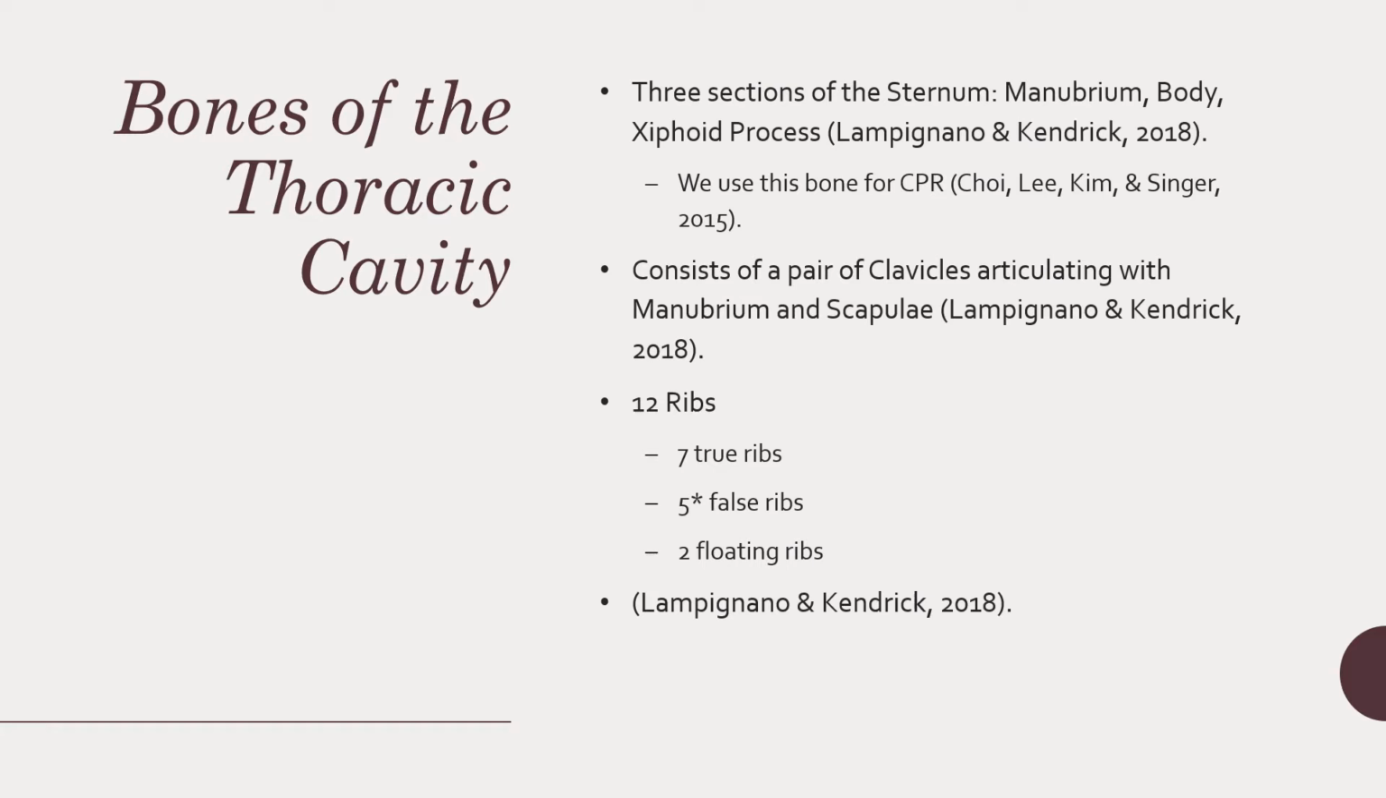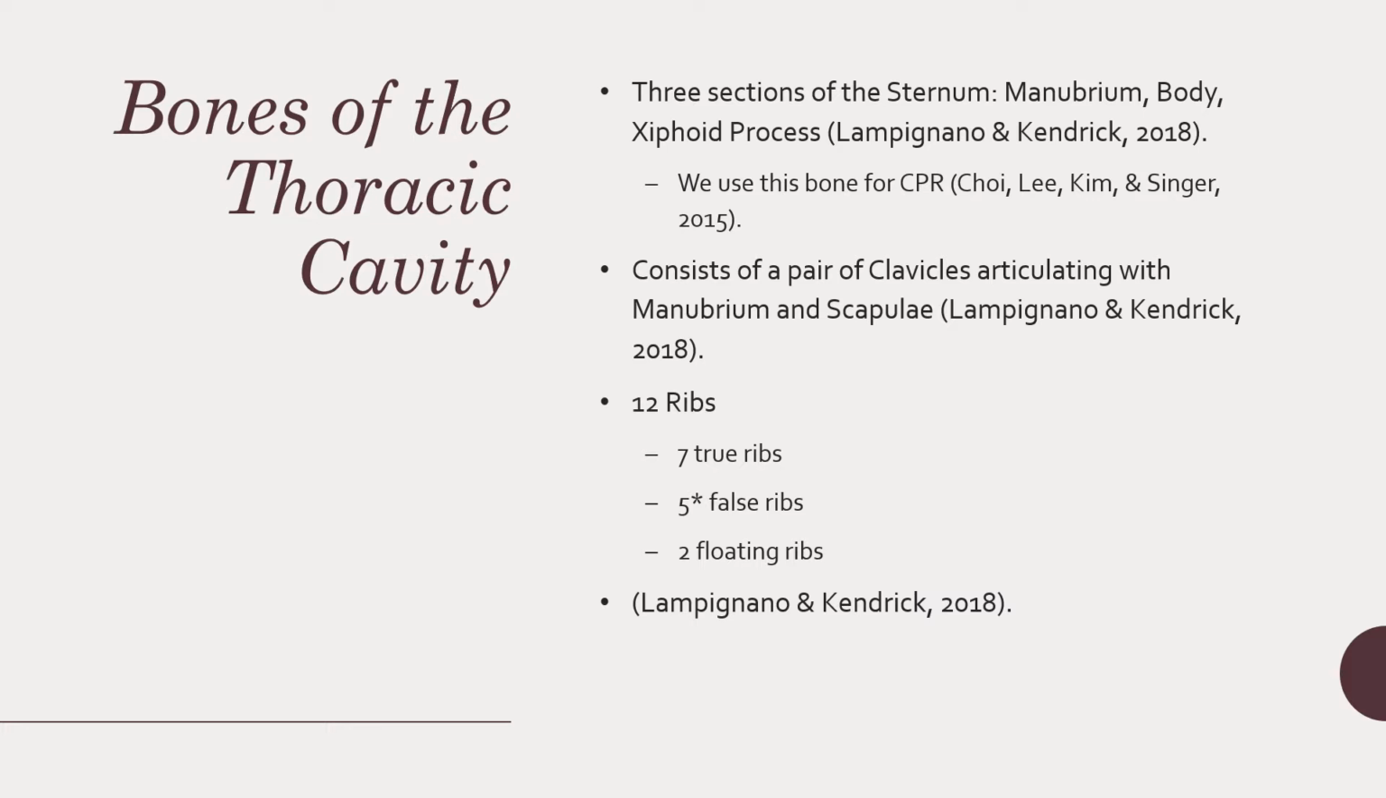We have a bone that sits anteriorly in the thoracic cavity that we use for CPR on patients. It's called the sternum, and it's broken up into three sections. So most superiorly will be the manubrium, following that will be the body, and then most inferiorly will be the xiphoid process. As mentioned before in the previous slide, the thoracic cavity has a pair of clavicles, also known as collarbones.